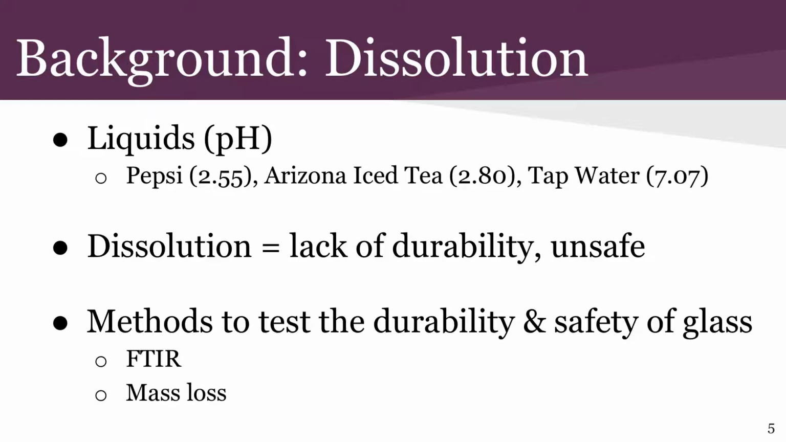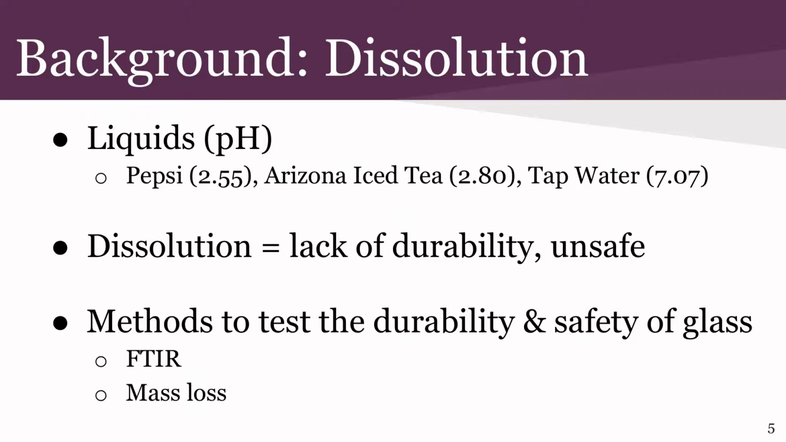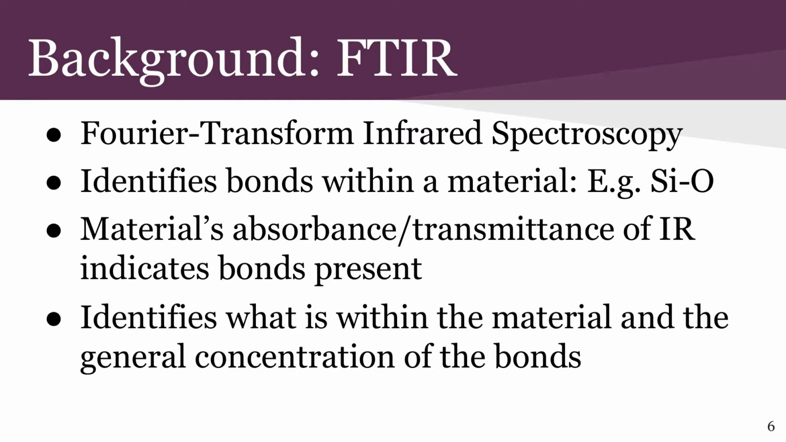Now, when analyzing dissolution, this gives us information on 2 important characteristics of glass: its chemical durability and its safety. If a glass were to be dissolved in a beverage, that wouldn't be safe because glass would be consumed. And also that would mean that the glass is not chemically durable because it chemically reacted with the beverages that it was holding. So in order to measure these 2 characteristics, we will perform FTIR analysis and analyze the mass lost. FTIR stands for Fourier Transform Infrared Spectroscopy.